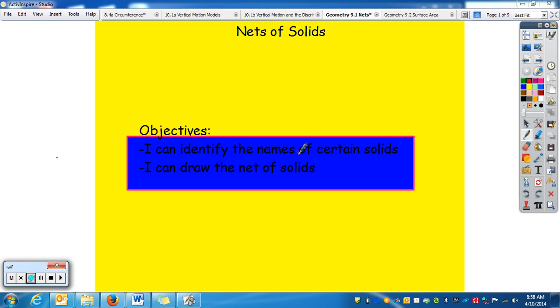In this video, we're going to start learning about solid figures, which are 3D shapes. There are three parts to solid figures: nets, surface area, and volume. This video is going to focus just on nets. Your objective is that you can name or identify certain solid figures, and you can draw the nets of the solids.